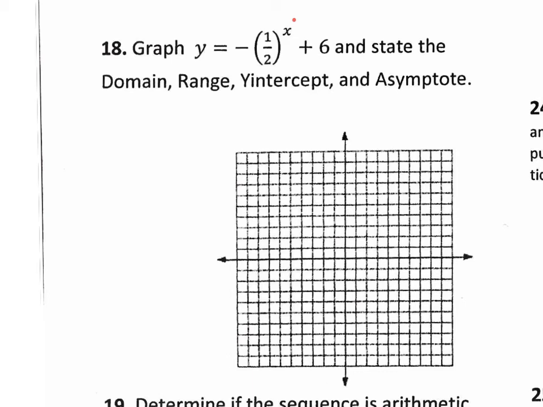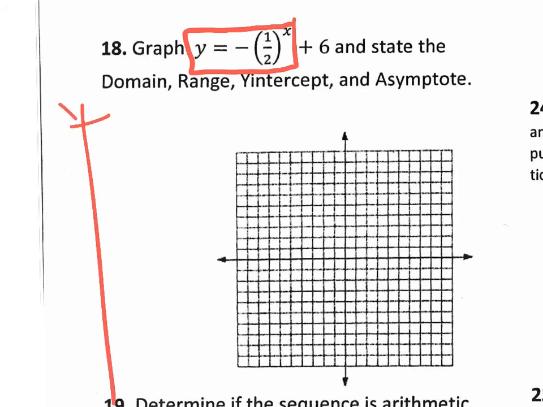So the first thing to do would be focusing on this parent graph with the a value of -1 and make an xy table for it. Use consecutive integer inputs. Plug in an easy number like 0. 0 right here would give you a 1, but with the negative in front, that'll be -1. So we're going to have a -1 as the output for the input 0.